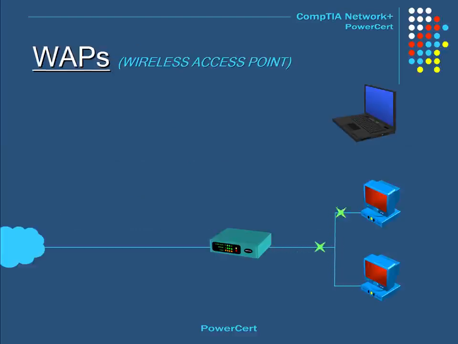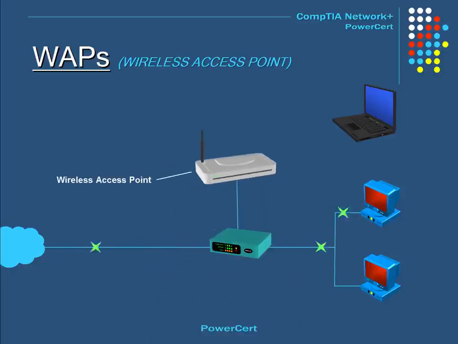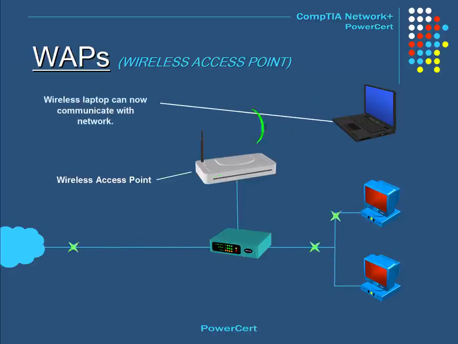A wireless access point is basically a wireless hub that is used by wireless devices. It connects to a wired network and relays data between the wired network and the wireless device for communication purposes. In this illustration, you see a wireless access point wired to a network so that the wireless laptop can communicate with the network.